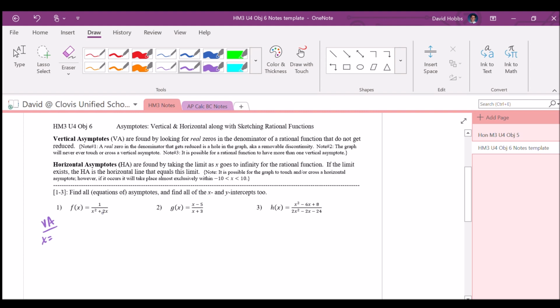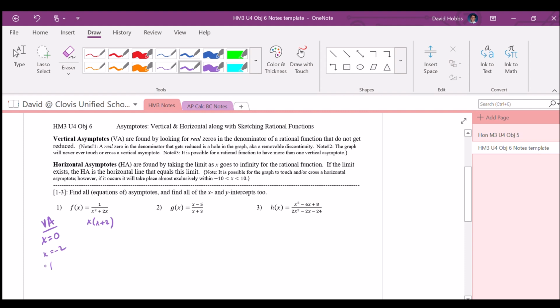Now, zeros in the denominator, factored form in the denominator is very handy. So x times x plus 2. What makes it 0 in the denominator there? 0 and negative 2. They don't reduce. So x equals 0, x equals negative 2. There are two vertical asymptotes for this particular function. Yes, it's possible to have more than one. Now, make sure that you have the equation of the asymptote. If you just say 0 or just say negative 2, enjoy missing the problem.